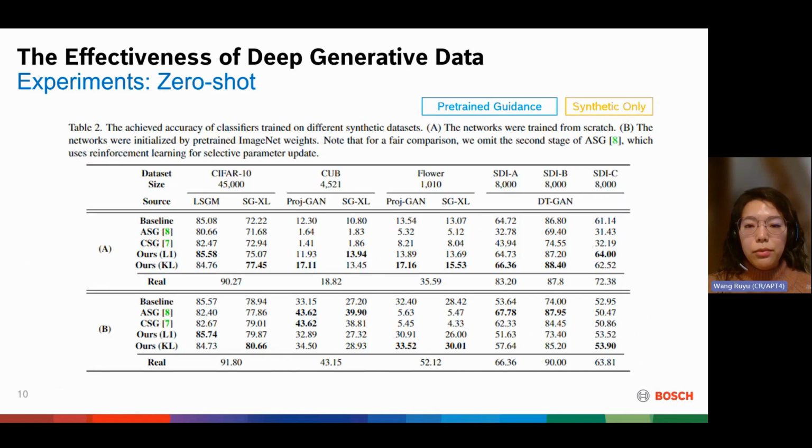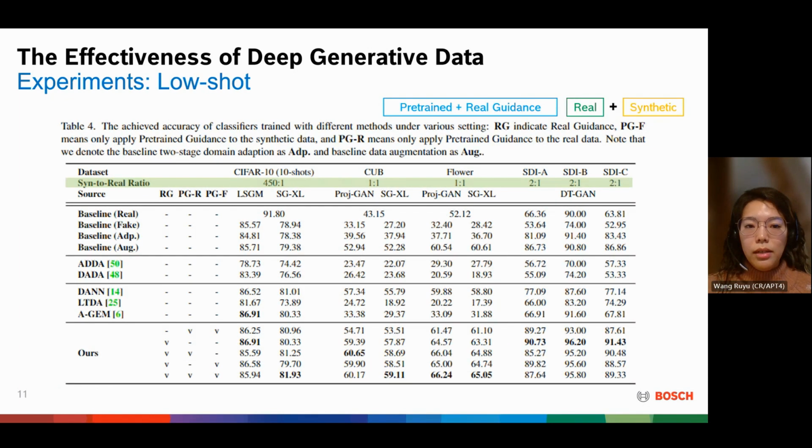Finally, we present the experiment results of our proposed method. We conducted all experiments with ResNet-50 classifiers. Please find the details in the paper. We consider two sets of experiments, zero-shot and low-shot. By zero-shot, it means using only the synthetic data for training. Here we can see in the table, across 4 datasets, our pre-train guidance provides better performance in most cases. Specifically, when using ImageNet initialization is not beneficial, like the SDIC dataset here, our method shows its advantage over other methods.